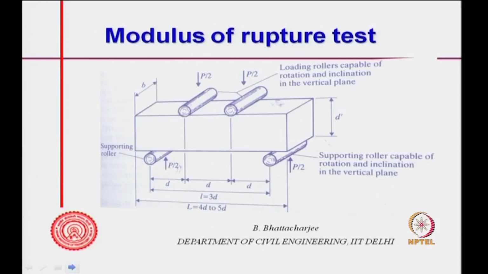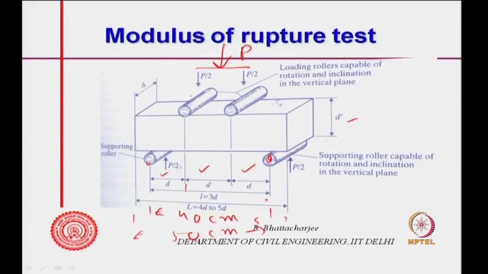In the case of modulus of rupture, what do we do? We have a beam specimen supported on 2 rollers. This spacing is the same, and the load is applied through 2 rollers, P by 2, P by 2, so you apply P here. Generally, this is 50 centimeter total, as per IS. This is 40. So, 13.3, 13.3, you apply the load, and this is D dash.